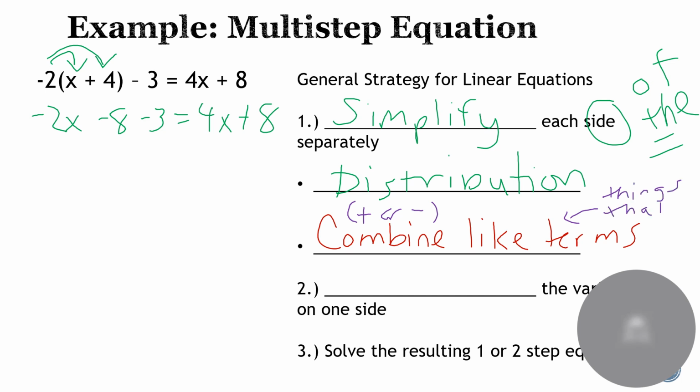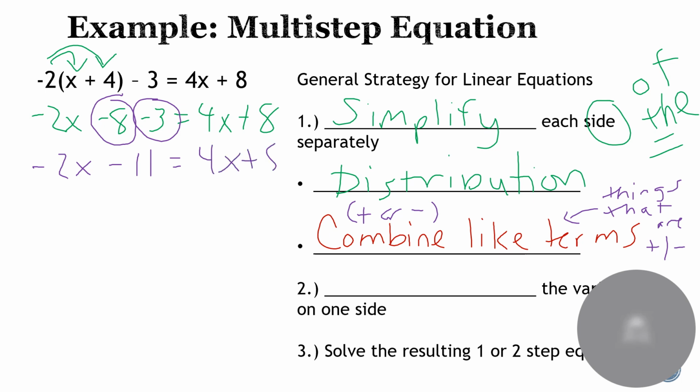So things that are added or subtracted. That means looking at the left and looking at the right. If there are things on that side only that I can add or subtract, then I'll go ahead and add and subtract them. So on the left, I do see that I have -8 minus 3. And so -8 minus 3 is -11.